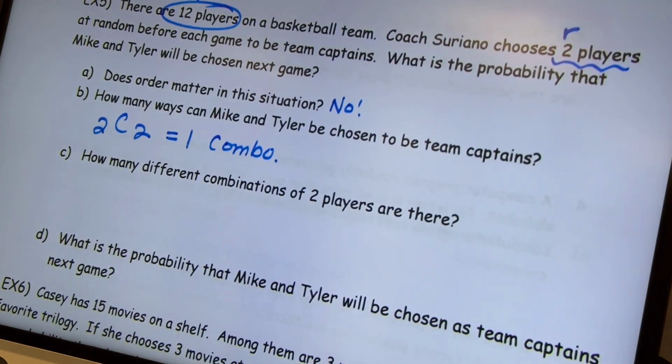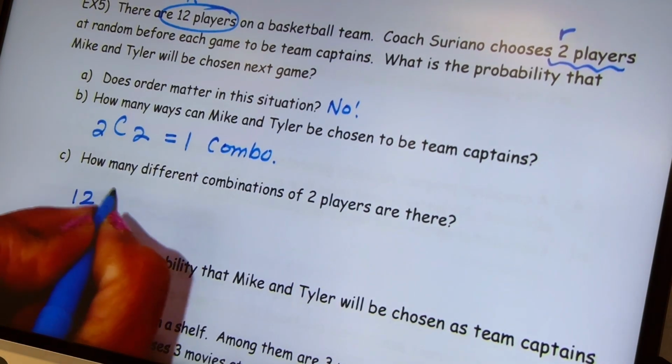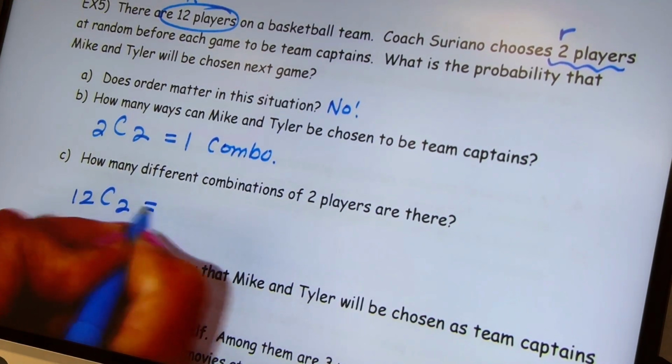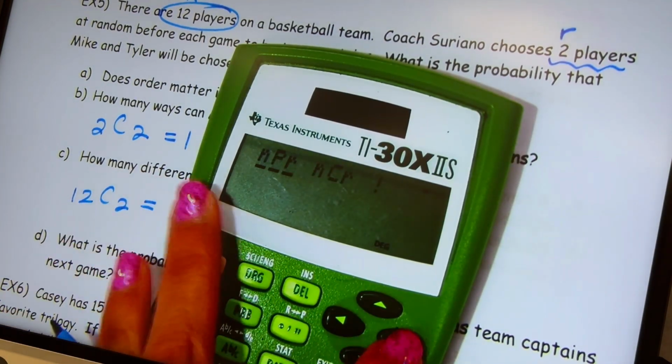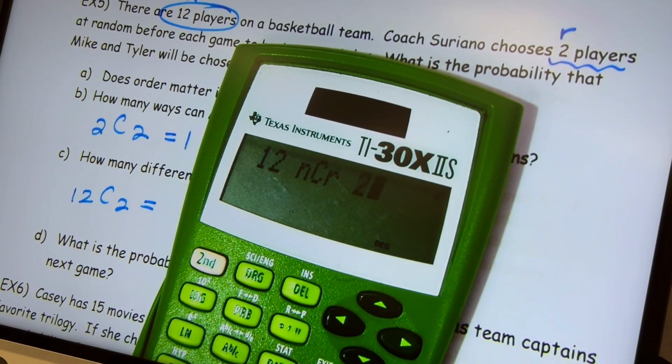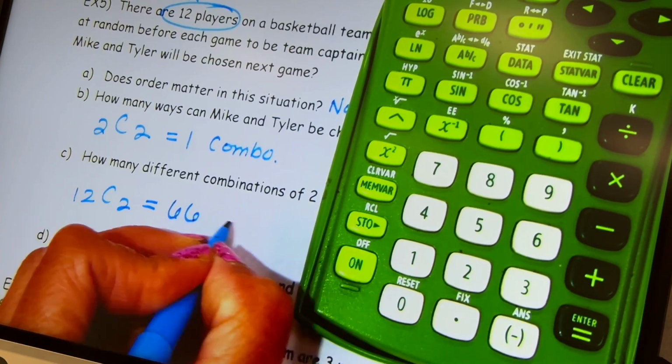All right. How many different combinations of 2 players are there? Now that's going to be overall. So what would be the NCR here? 12C2. Right. So we use our calculator for that. 12 NCR 2. And what are you guys getting? 66 is right. So there are 66 combos overall.